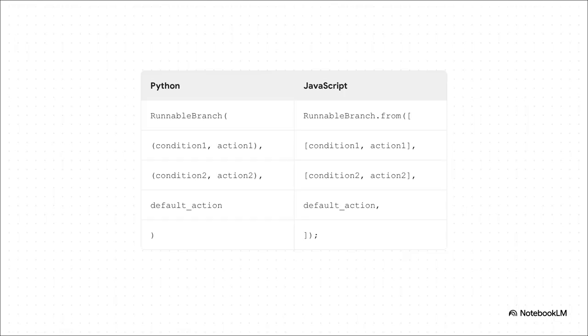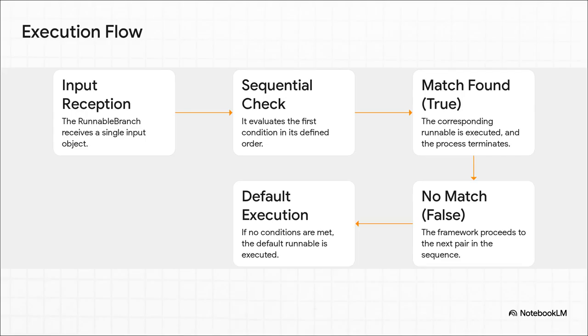You just create a list of these pairs where you have a condition and an action. The condition is just a function that returns true or false, and the action is whatever chain you want to run. And this is super important, you always have to have a default action at the very end as a fallback. So how does this thing actually work under the hood?